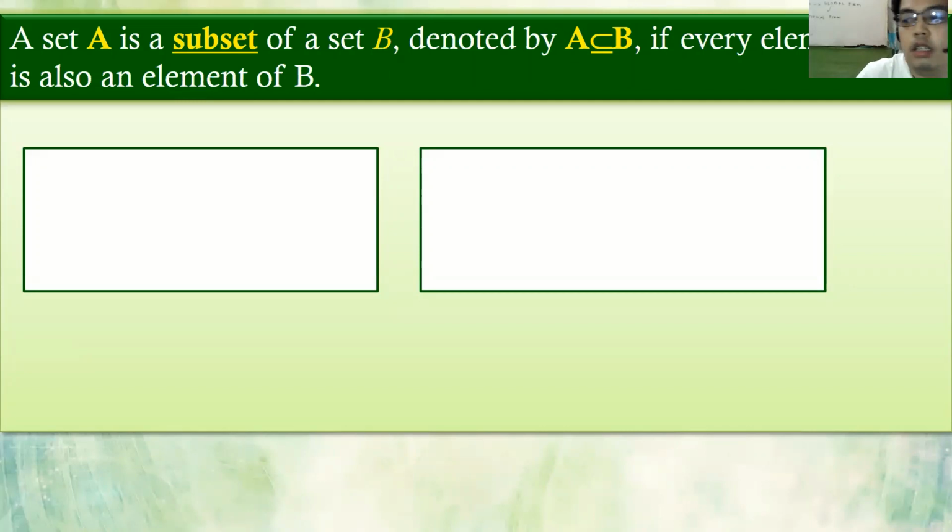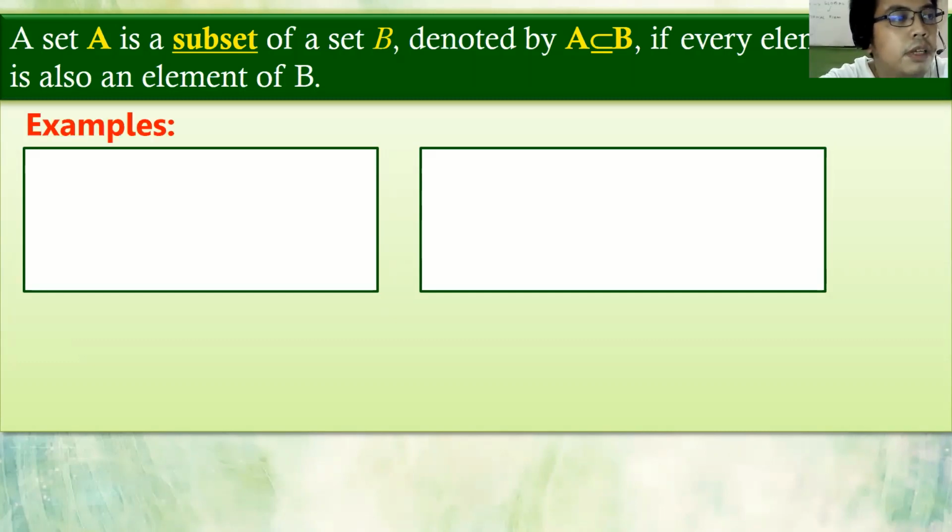Okay, let's try to unlock some familiar terms here. We can say set A is a subset of B, denoted by that symbol, if every element of A is also found in B. So if every element in A is found in B, we could say that A is a subset of B.